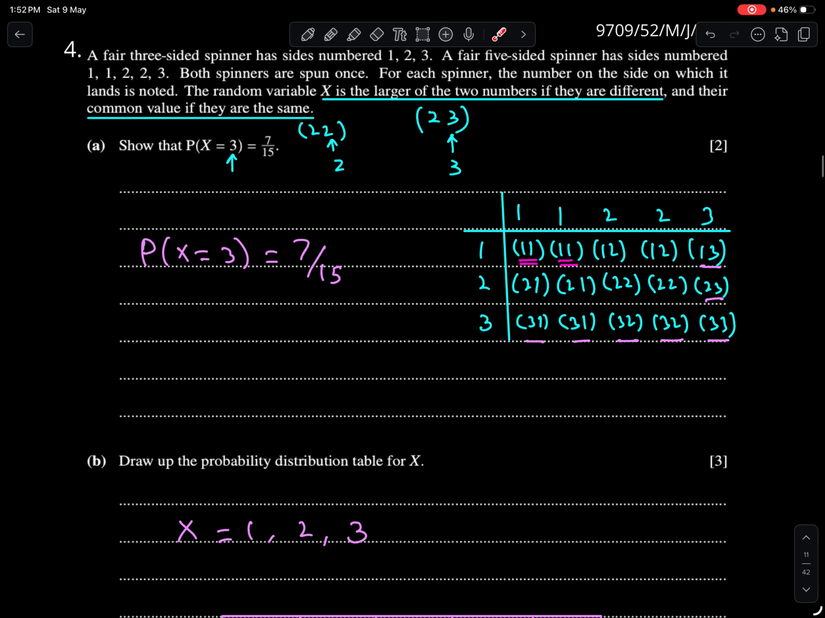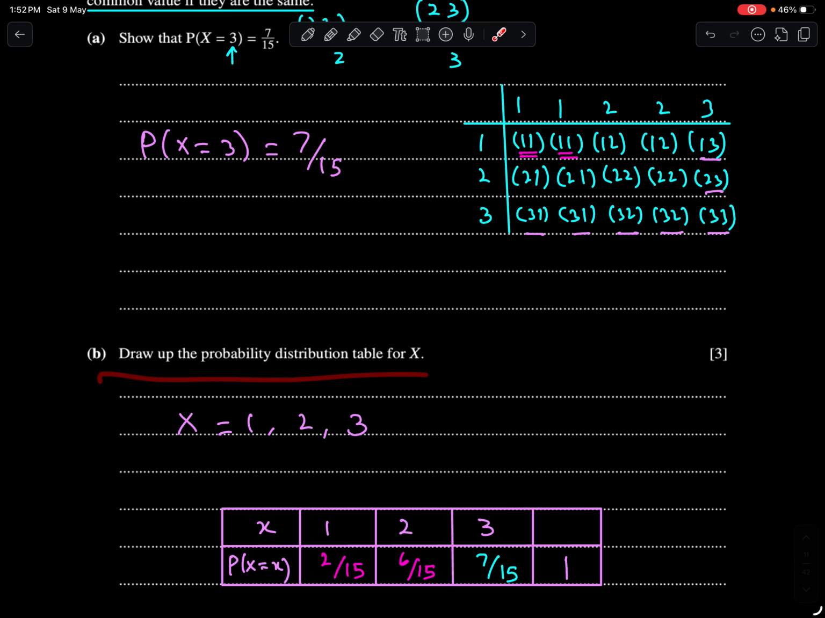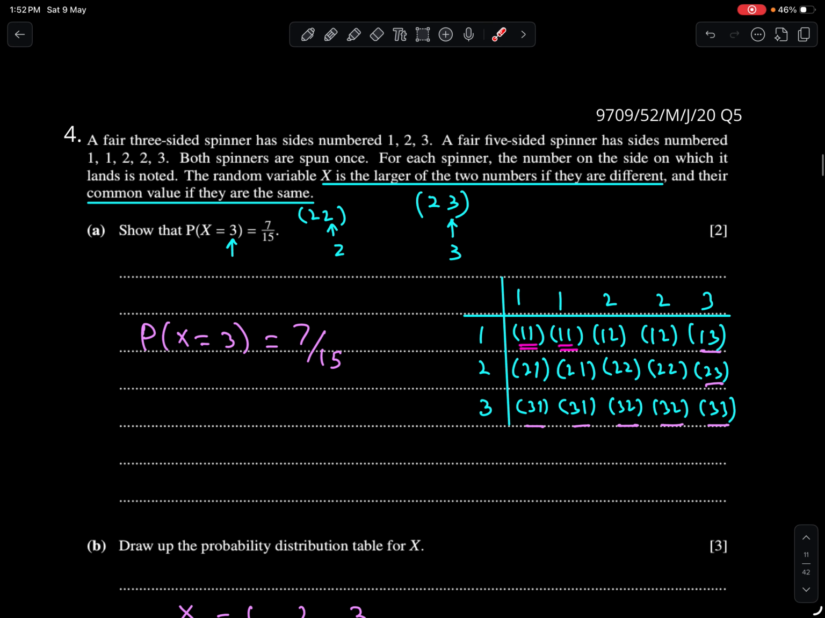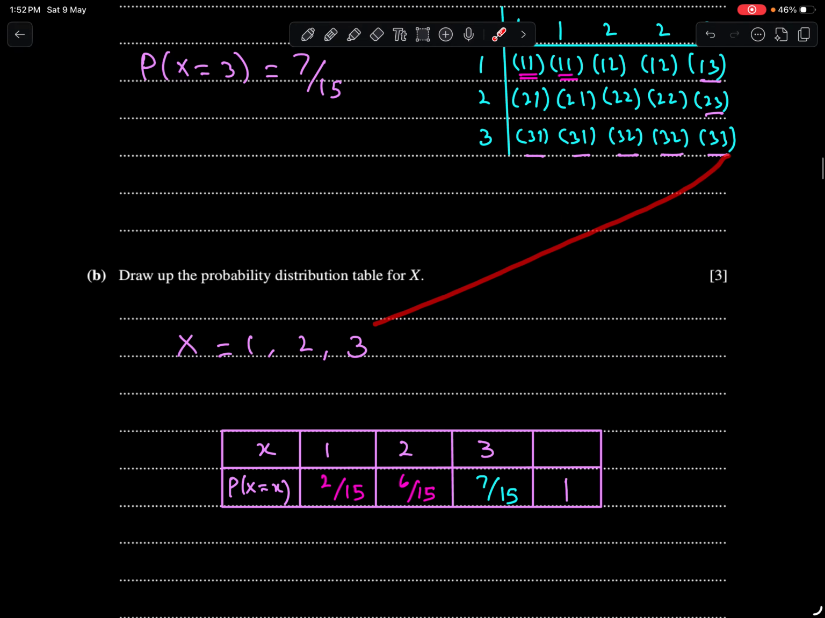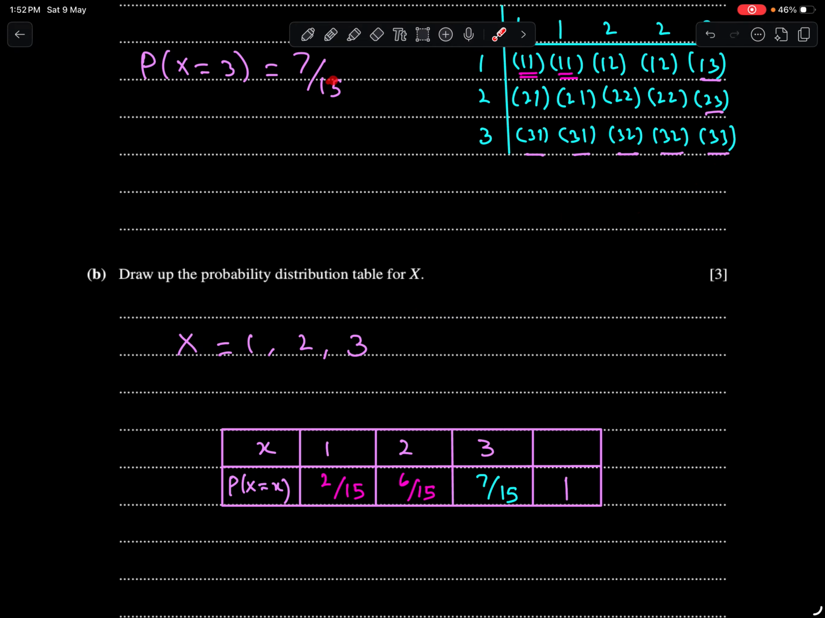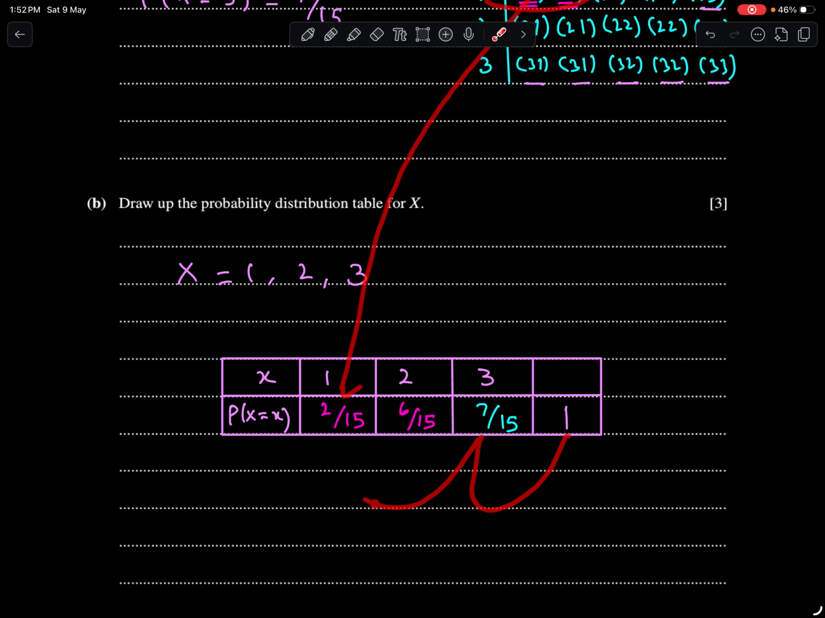Now X means, now draw the probability distribution for X. X is the larger of the two numbers if the numbers are different, and their common value if they are the same. So the minimum value of X is 1, when both numbers are same, and the maximum is 3. So 1, 2, 3. The probability of 3 is here. Probability of 1, only two numbers here, and 1 minus this will give you this.